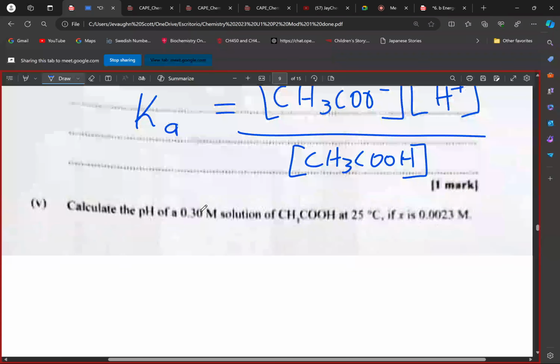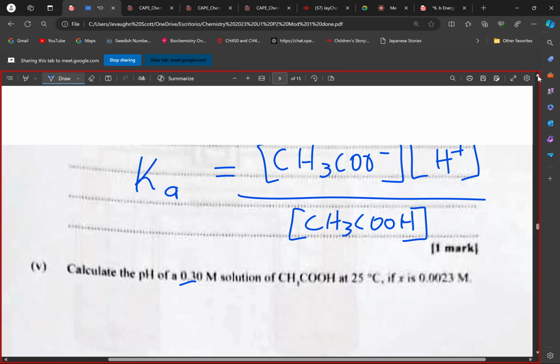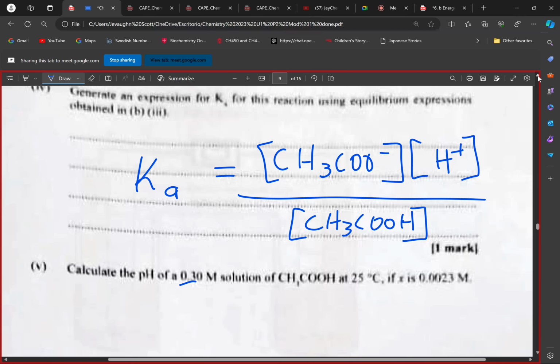Calculate now the pH of this entire thing. If they say using the equilibrium expressions obtained, why are we using that? Oh, wait, hold on. Alright, so we're looking at that, right? I didn't focus on using the equilibrium expression obtained.